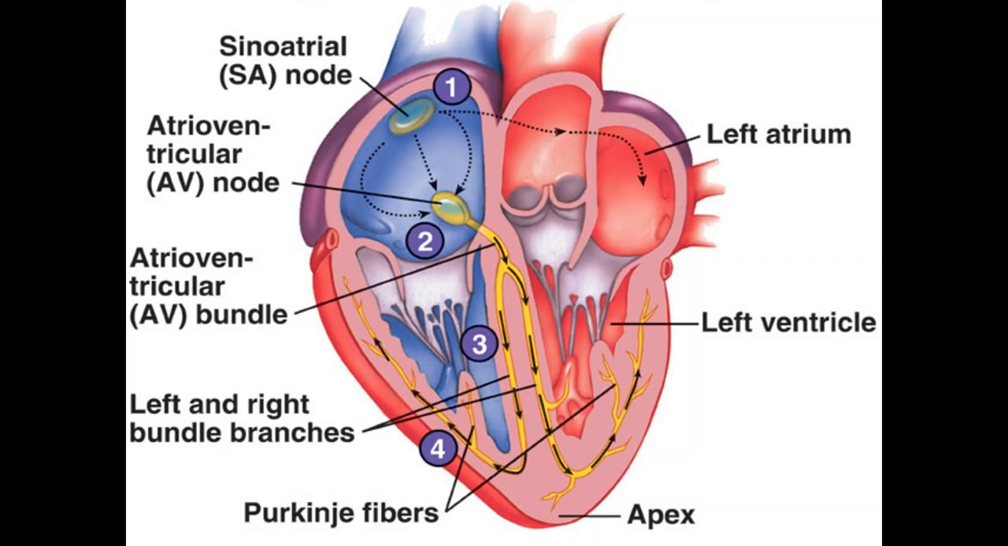This is the basis of the ECG, because these are the impulses which are picked up and recorded in ECG. So there's a sequential, orderly spread of impulses in the human heart, rhythmically occurring.